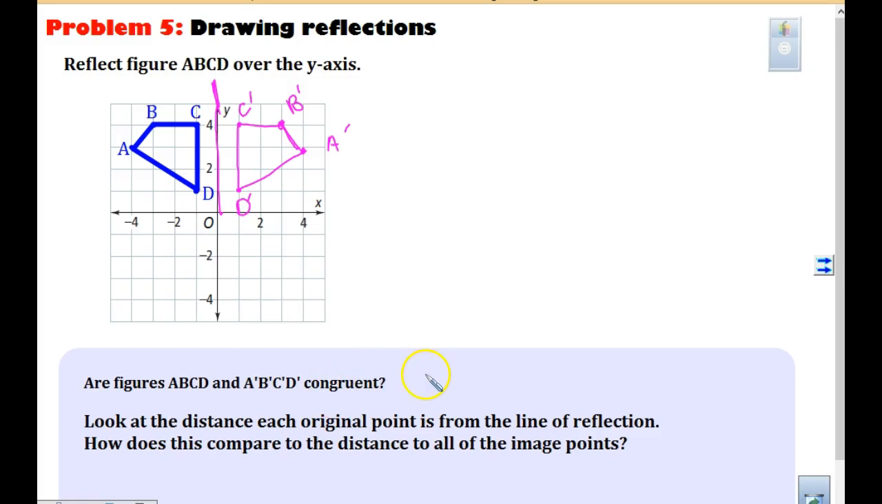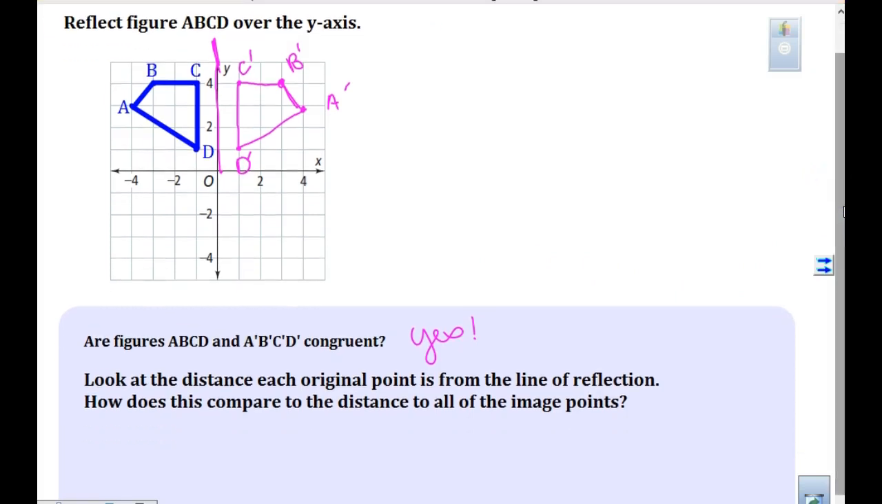So it says, are these two figures congruent? Meaning, are they the same shape, same size? Yes. So it says, look at the distance from the original point to the line of reflection. How does this compare to the distance of its image point? Meaning, if D is 1 unit away, D prime is always the same distance away. So when we are looking at that, what are we going to notice about that distance away? That distance away should always be the same or equal.